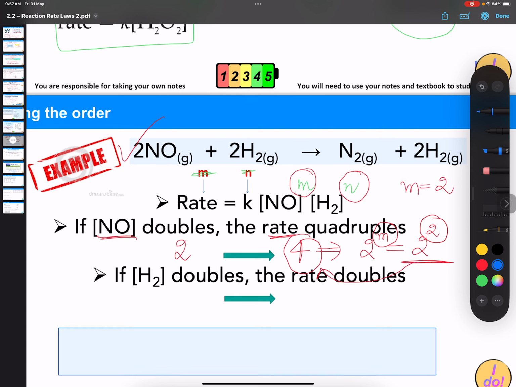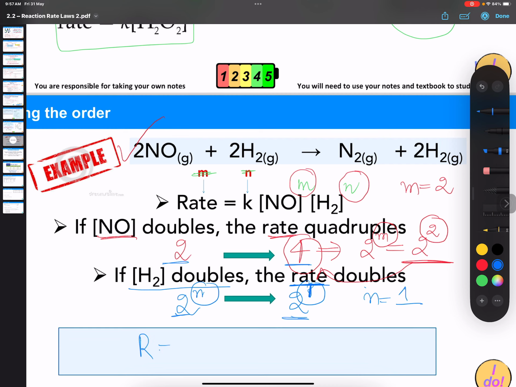Second thing, if H2 doubles, the rate also doubles. So what number should be raised to the power here? It should be 1. So n is 1. Just be mindful, it will not always be 2. It can be 3, 4. Then you have to make the relationship between those numbers.